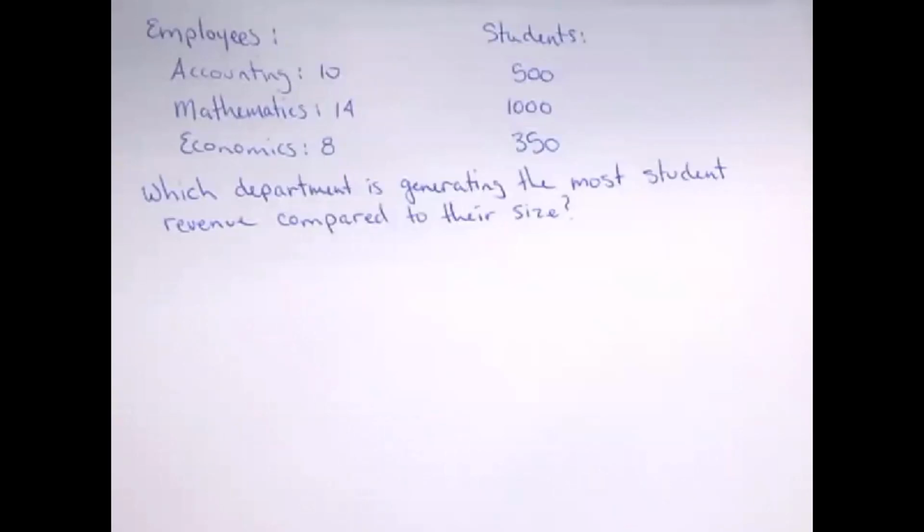In this example, we're going to look at some percentages. We have 3 employee groups: accountants, mathematicians, and economists, and some student counts for those departments. So 500 accounting students, 1,000 mathematics students, and 350 economics students. The question is, which department is generating the most student revenue compared to their size?